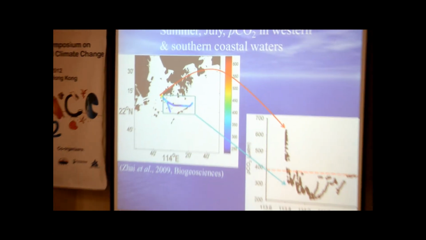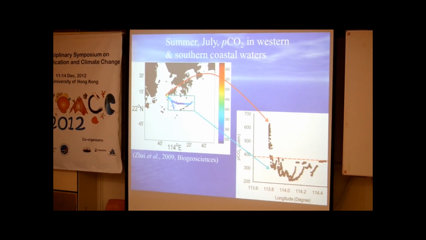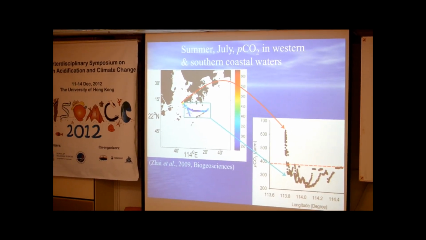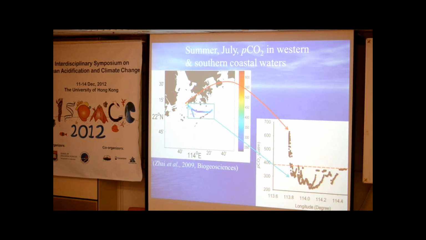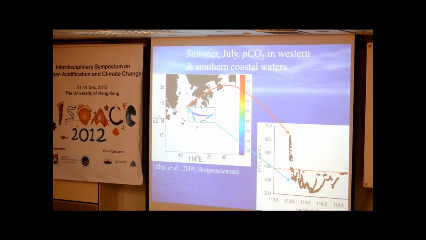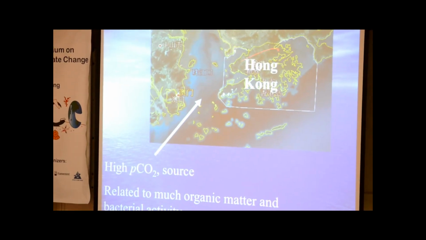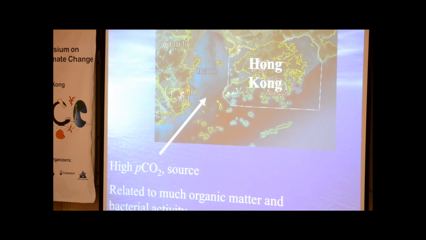And the southern coastal waters. Most data in southern coastal waters, like this data, are all lower than the red line. The red line indicates air PCO2, which results in high PCO2.